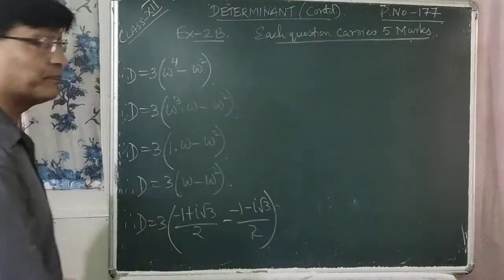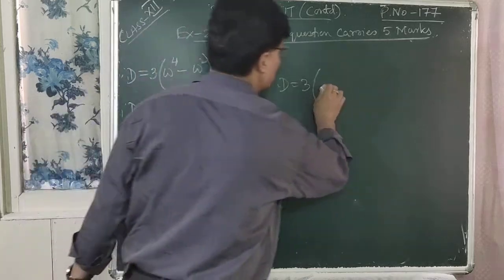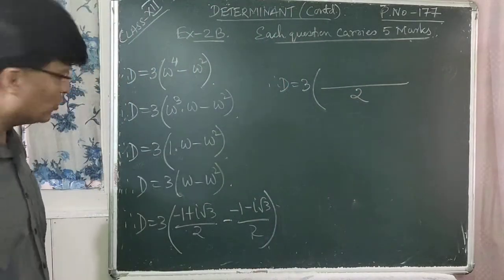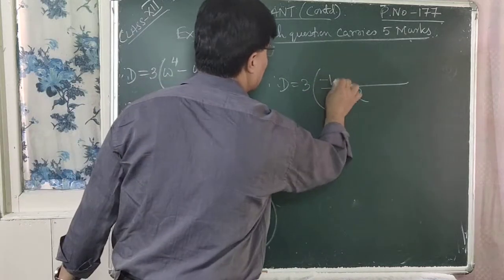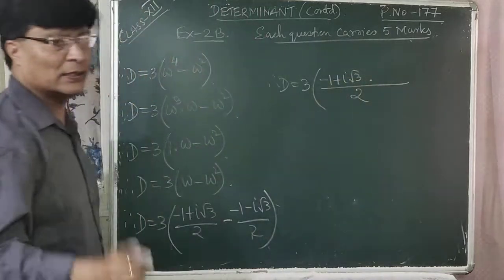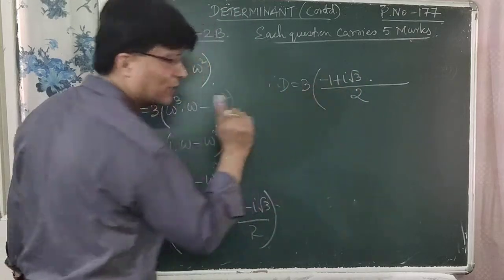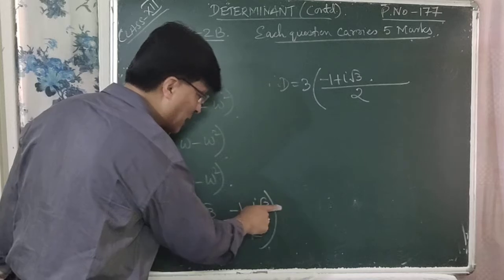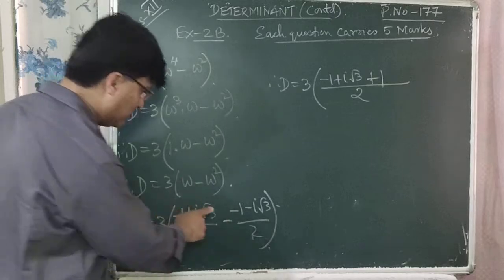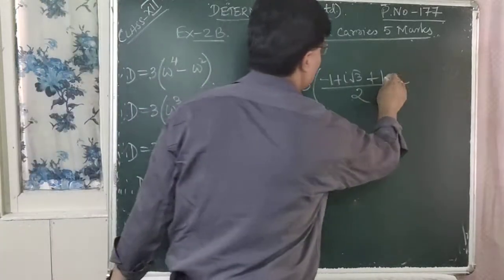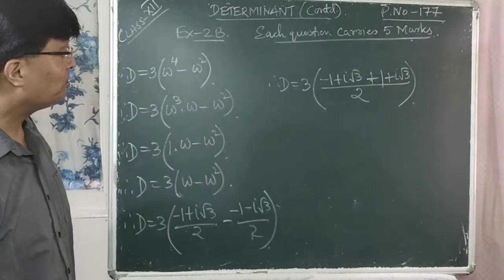So now let us simplify it. Therefore, D is equal to 3 within the bracket. What's the LCM? The LCM is 2. This LCM 2 is divided by 2, that is 1. 1 into the numerator, minus 1 plus i root 3. Similarly, this LCM is divided by this denominator 2, 2 ones are 2, that means 1 time. So 1 into minus 1 minus i root 3. But there is minus into minus, plus. 1 into 1, 1. Then again minus into minus, plus, 1 into i root 3. This is plus i root 3. Is that clear?